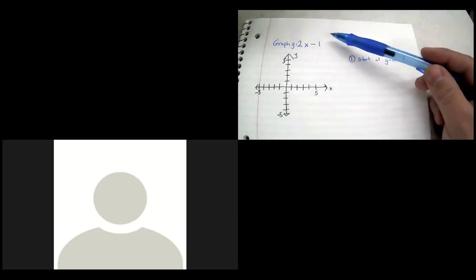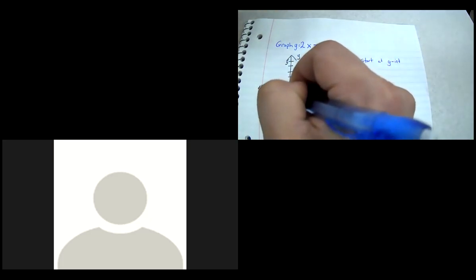Our first thing that we're going to do is start at the y-intercept. We're going to start at our y-intercept. If I look at this, remember the y-intercept is that number that we add or subtract, so the -1. So I go to -1 on the y-axis, and I put a point.